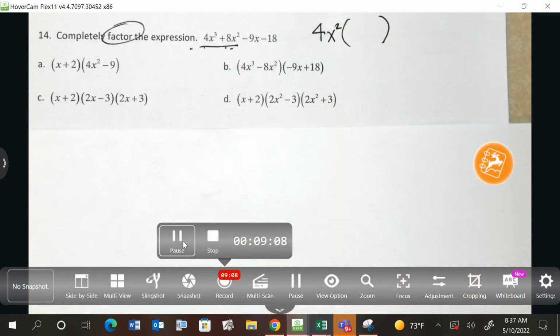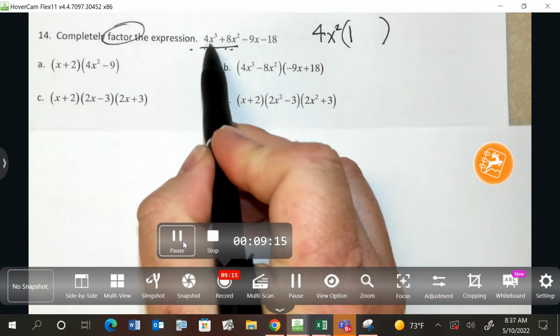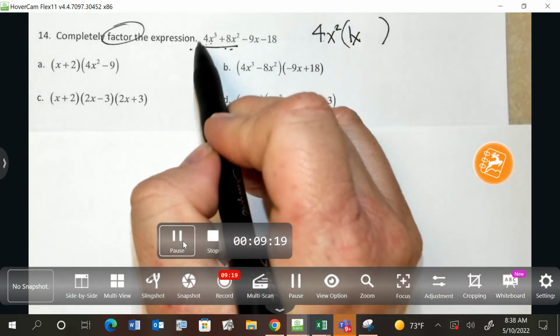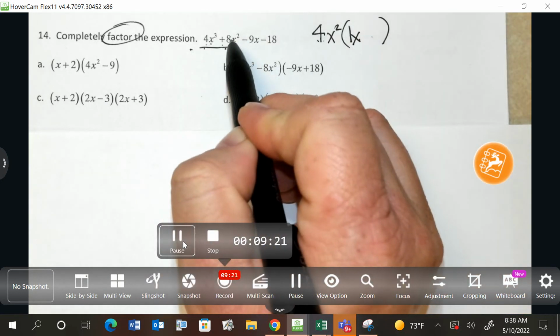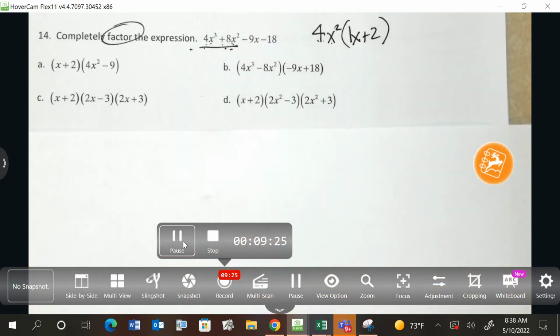And then I have to ask myself, 4 times what numerical value equals 4? 1. And I need 3 x's. How many more do I need? 1. 4 times what equals positive 8? 2. And I need 2 x's. I already have them. That's the hardest thing.